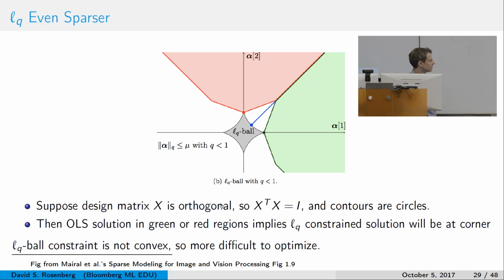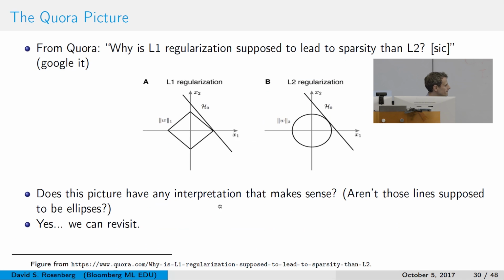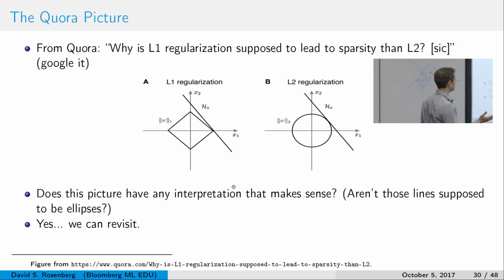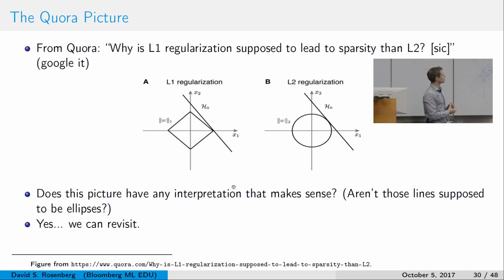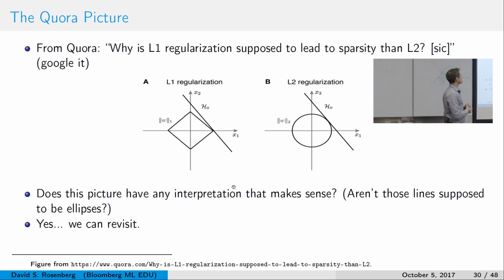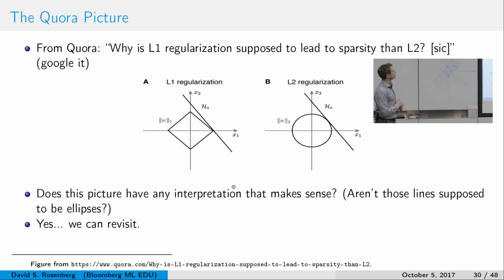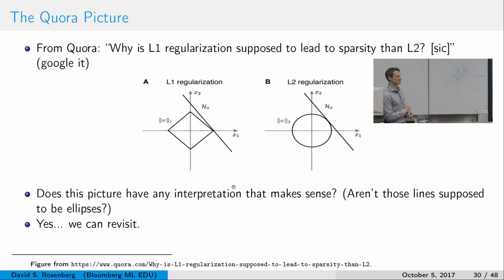Okay. All right. This is the last thing before the break. I was trying to find illustrations of this famous picture, and I came across this thing on Quora. Someone asked the question, why is L1 regularization supposed to give more sparsity than L2 regularization? And they had this picture. And so my question to you, you don't have to answer it now.